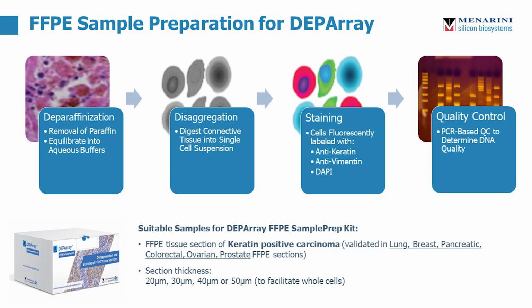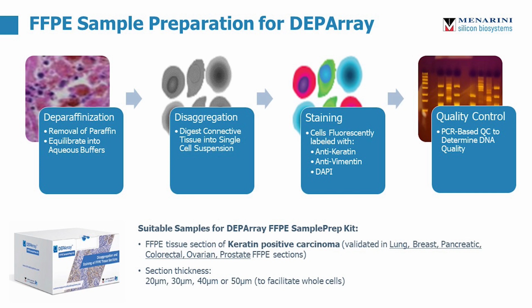Next, the sample is disaggregated so that we can get a single cell suspension for the next step, which is staining. Now, our kit, the DEPArray FFPE Sample Prep Kit, labels cells with anti-keratin, anti-vimentin, and DAPI. We'll talk about the purposes of those in a second. However, this platform is technically open and you can stain with other markers, and we'll see an example of that at the end of the talk.